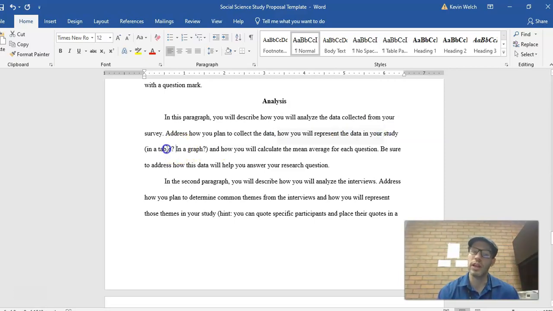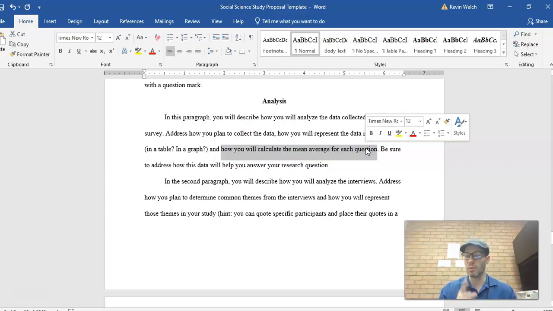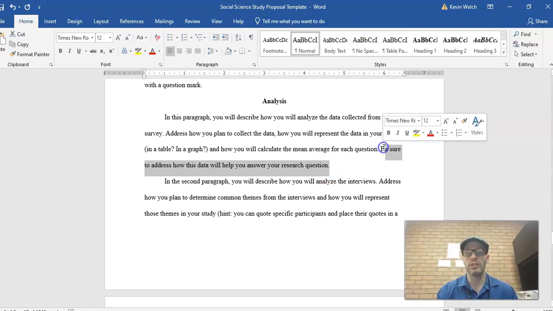Are you going to put it in a table? Does that seem to make the most sense to show someone the results? Or does it make more sense to graph them? And you need to explain how you will calculate the mean average for each question. So in other words, that process that I just went through right there, and I walked you through it, you're going to type that out of like how you would calculate the mean average. And then you need to address how this data will help you answer your research question.